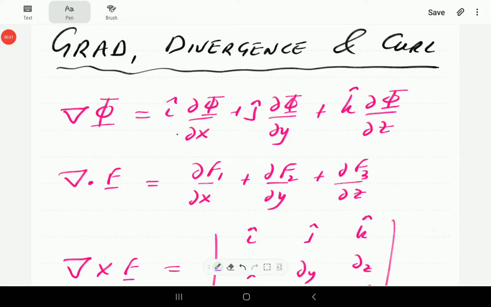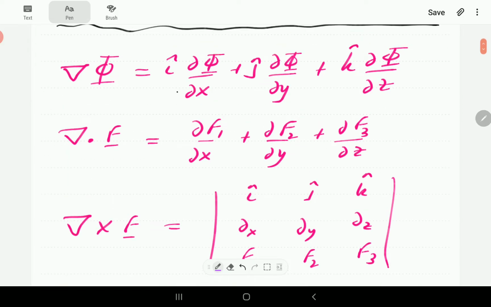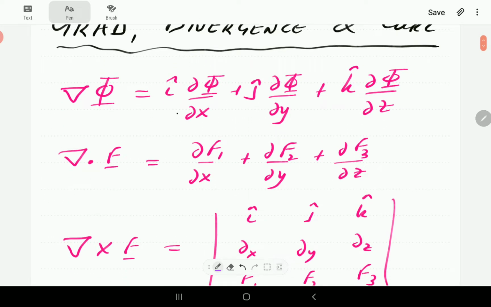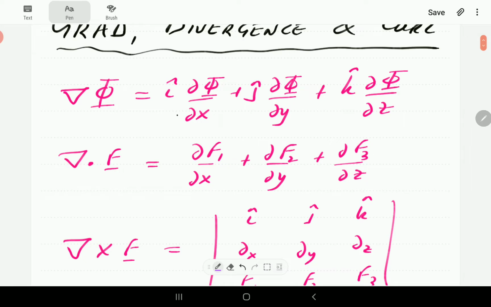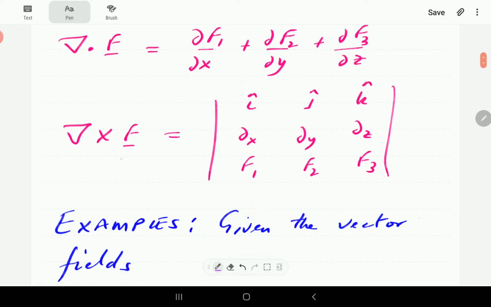Okay, in this video, I'm going to demonstrate how to work out grad, divergence, and curl using some examples. So just for a recap, this is the formula for the gradient of a scalar phi. This is a formula for the divergence of a vector f, where f1, f2, and f3 are the x, y, and z components of the vector. And this is the formula for the curl.